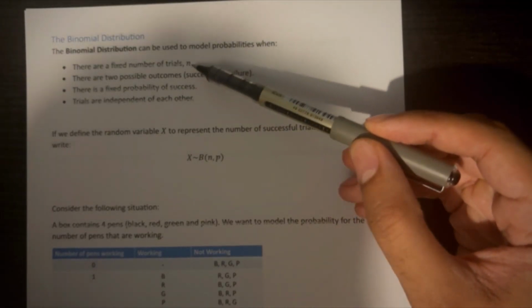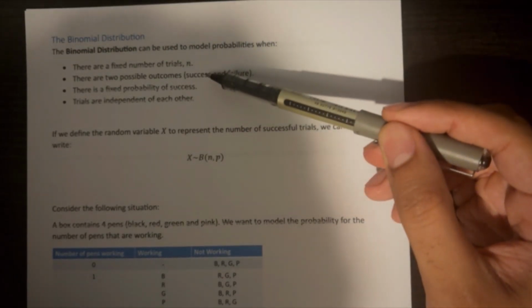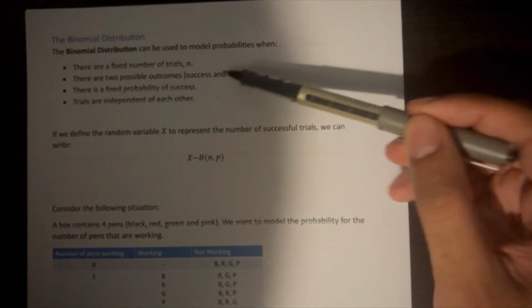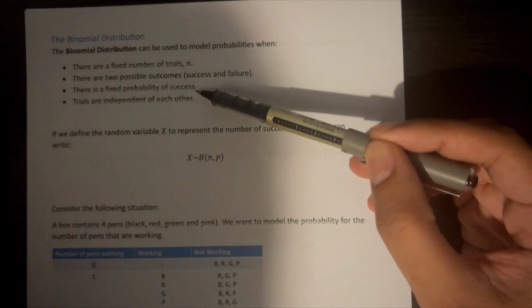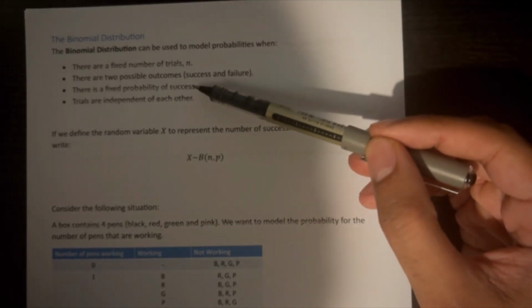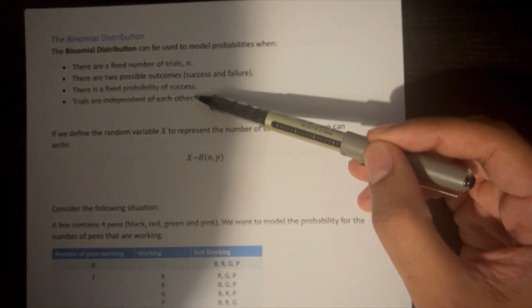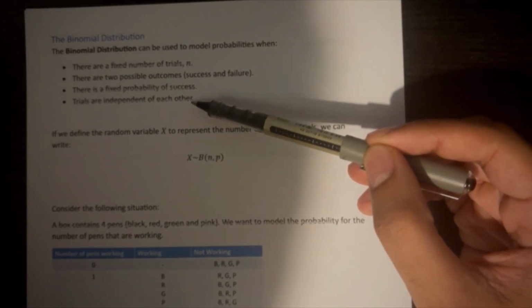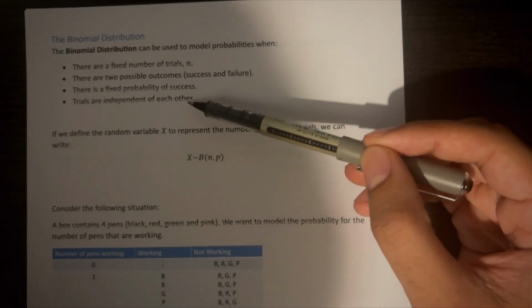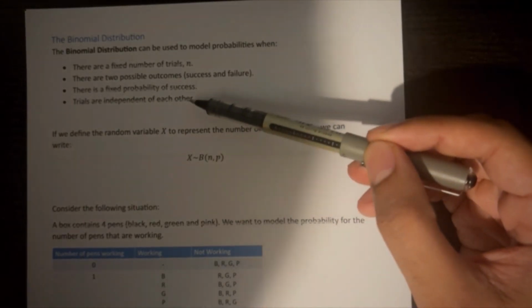So we've got a value n which is fixed. We are talking about two possible outcomes, which we're going to refer to as success and failure. There is a fixed probability of success, so no matter how many trials we do, that probability of success stays the same. And finally, trials are independent of each other, so that just means that the effect of one trial does not have an impact on what happens on the next trials.